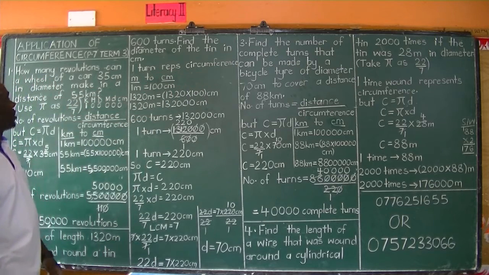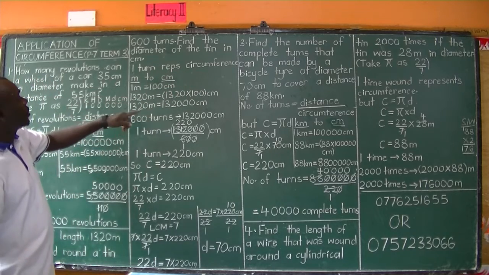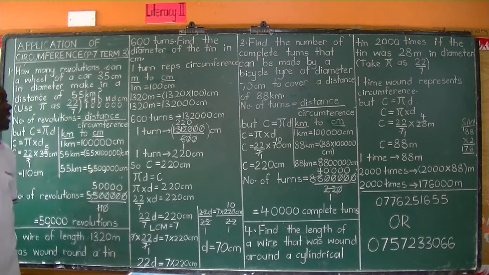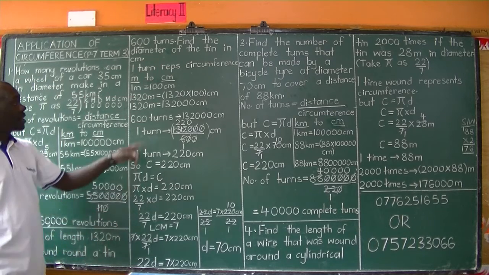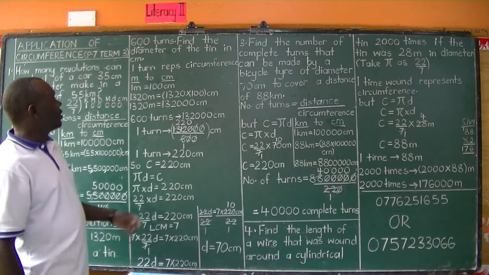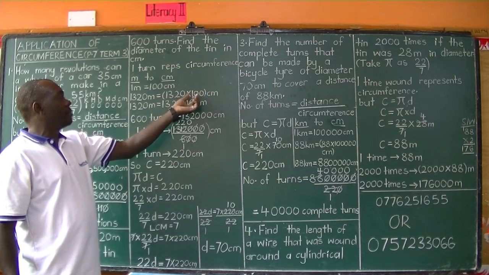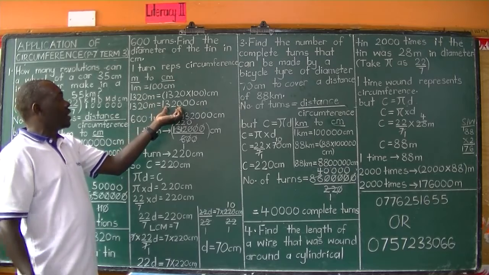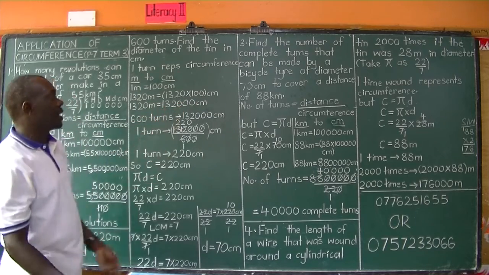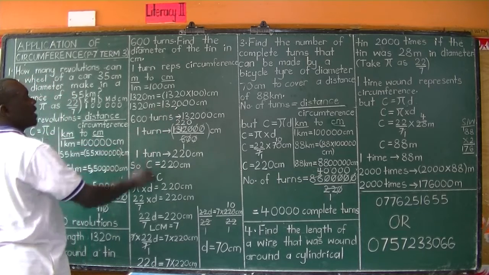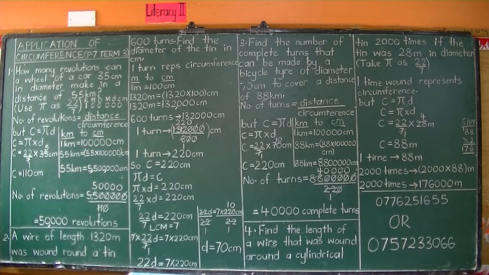Now I'm going to convert the meters to centimeters. Why? Because the diameter is in centimeters. So we go, 1 meter is equal to 100 centimeters. Now the whole wire is 1,320 meters, which is equal to 1,320 times 100 centimeters. So 1,320 by 1 gets 1,320. Then bring the 2 zeros back here and get this. The whole wire is 132,000 centimeters.